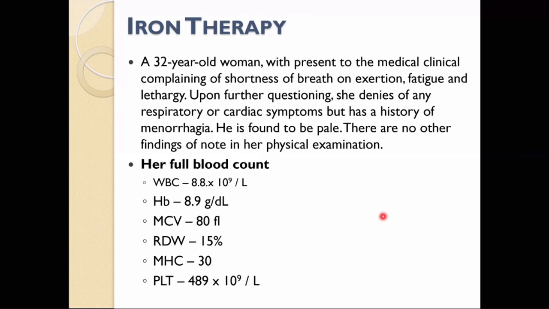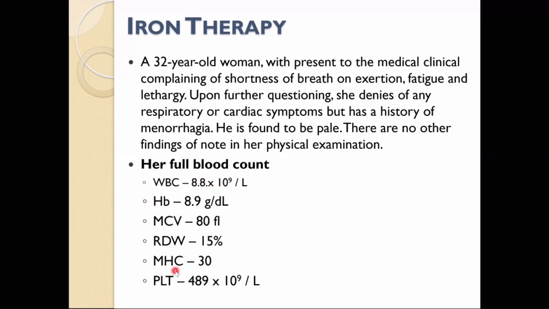So it's a 38-year-old woman who presented complaining of symptoms of anemia like shortness of breath on exertion and lethargy, and she didn't have any other system involvement to suggest any other cause that could have accounted for her symptoms, but she was found to be pale and she complained of a history of menorrhagia. And there were no other positive findings in her examination.